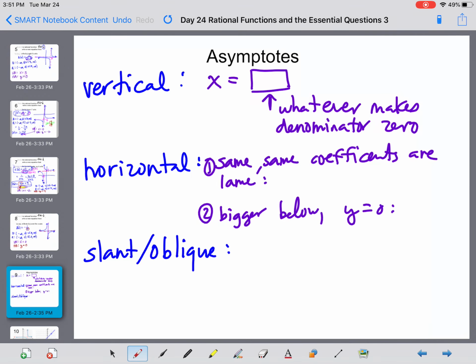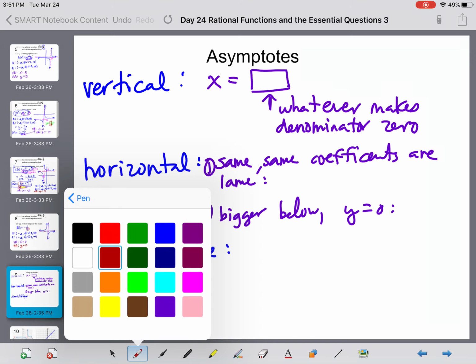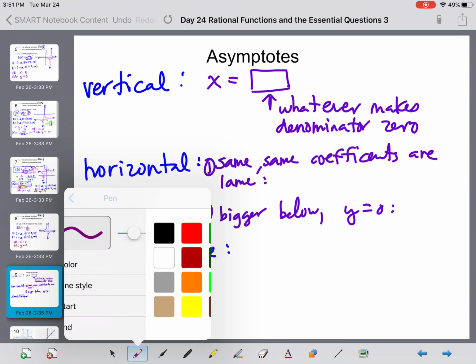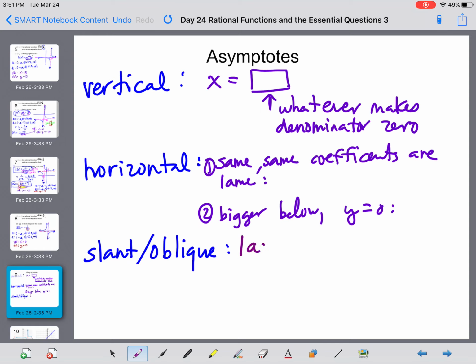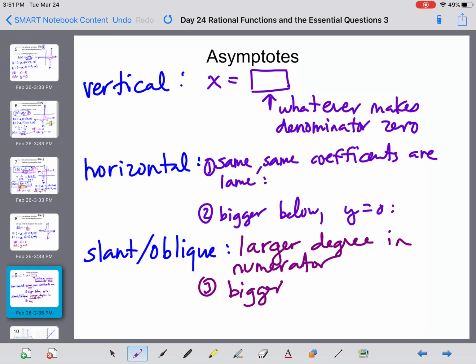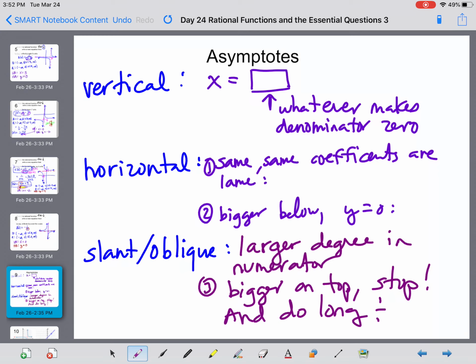A slant or oblique asymptote is going to occur when you have a larger degree in the numerator. So the mnemonic device for this one is bigger on top, stop, and do long division, because that would help you figure out what that oblique asymptote is going to be.